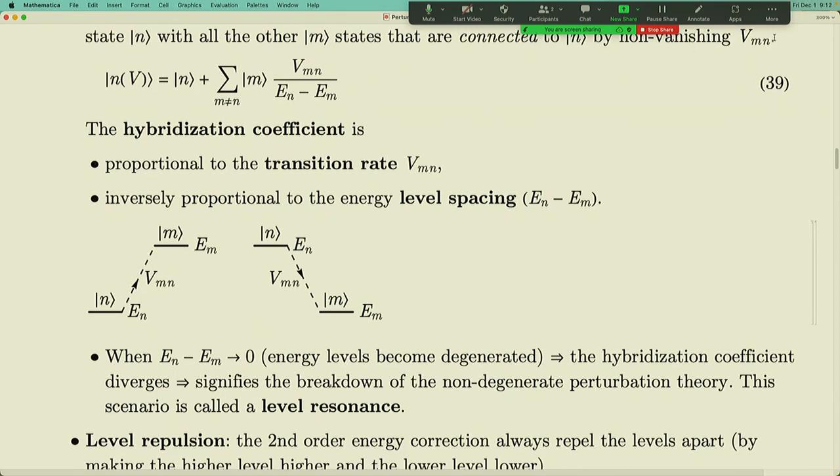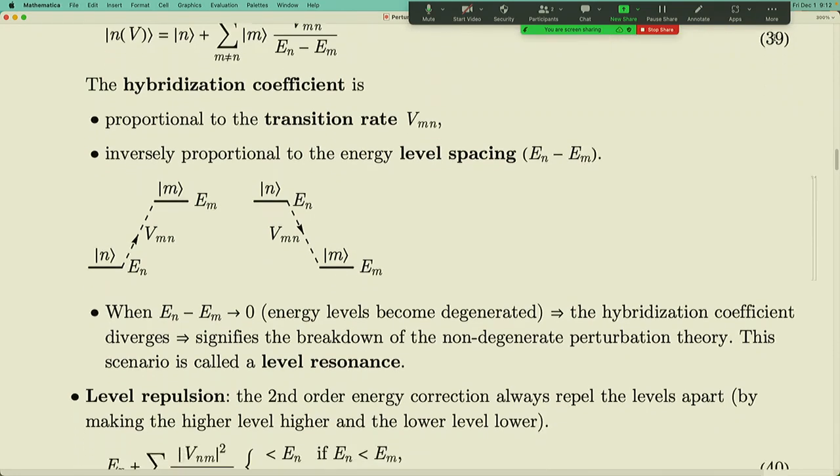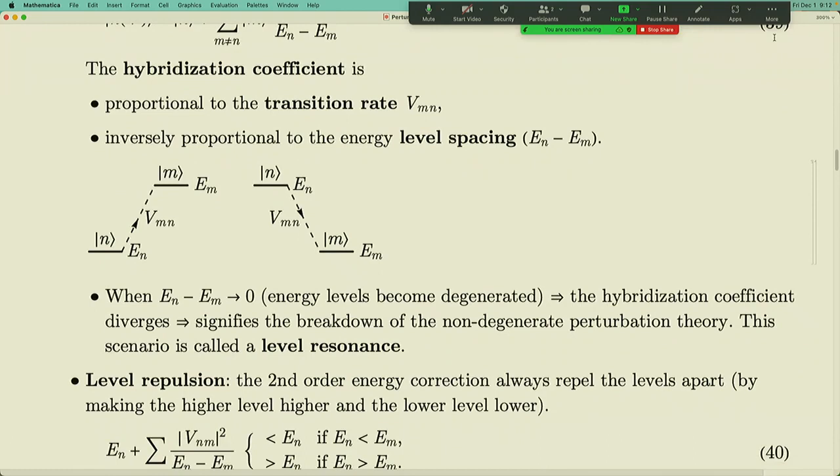Okay, so that is this formula about state correction. And we can see from this formula, when the levels are very close to each other, the hybridization coefficient will diverge, which signifies the breakdown of non-degenerate perturbation theory. This phenomenon is also called level resonance. If two levels are too close to each other, then they are too sensitive to perturbation, and in that case, any weak perturbation that connects these two levels can create a level resonance. So we will be talking about what we should do when these two levels are too close to each other. That's the next topic about degenerate perturbation.